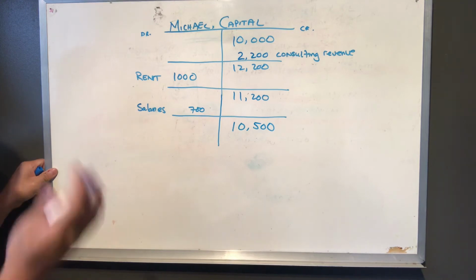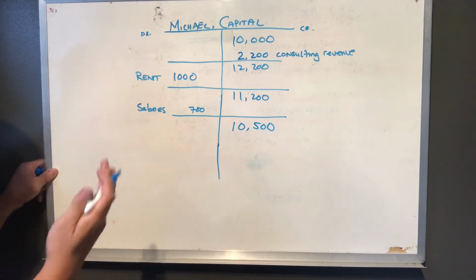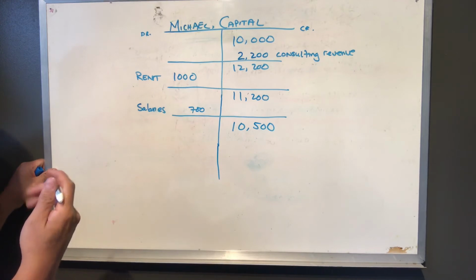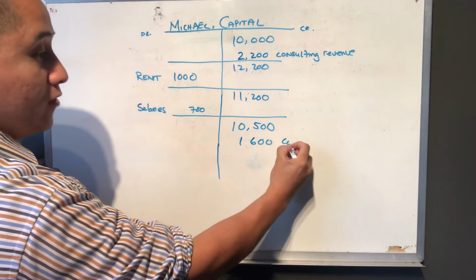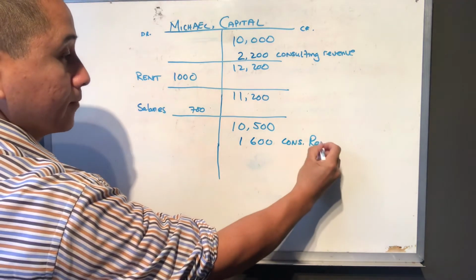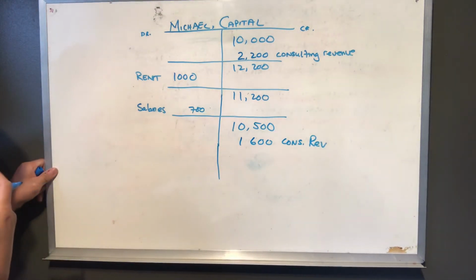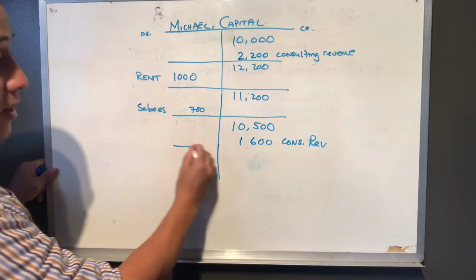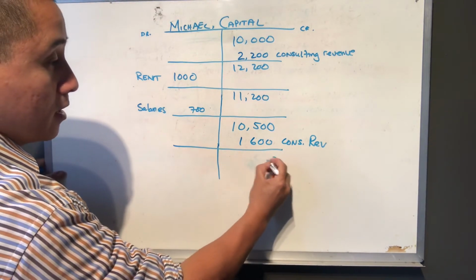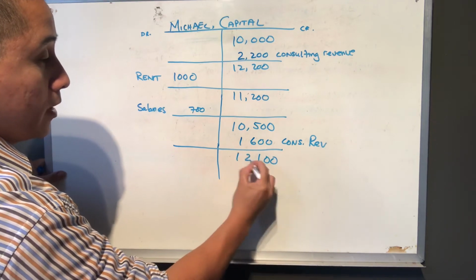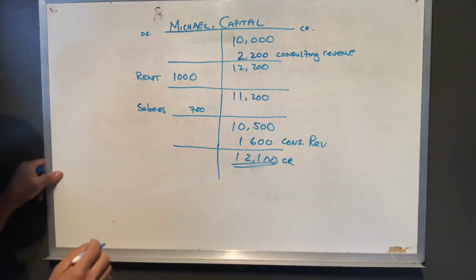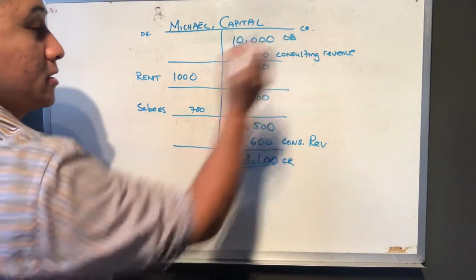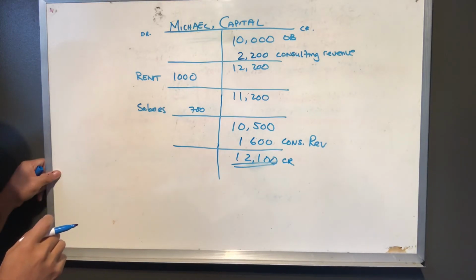Just for argument's sake, let's say I have some more income, and I made, I don't know, let's say $1,600 more. So that would be $1,600 of consulting revenue again. Okay, and if we calculate what the ending balance would be, this would be my closing balance of $12,100. Over here would be my opening balance of $10,000 that I initially began with.